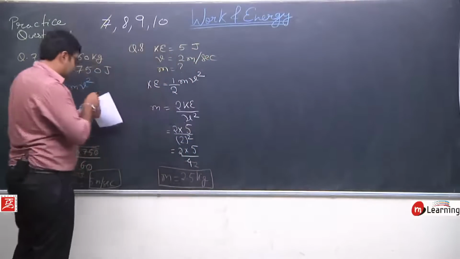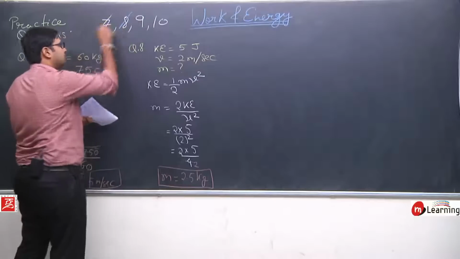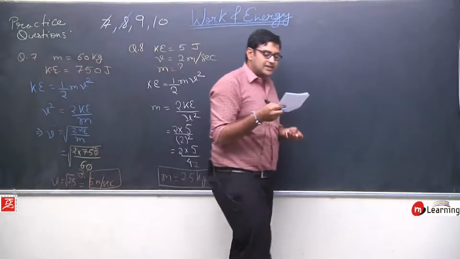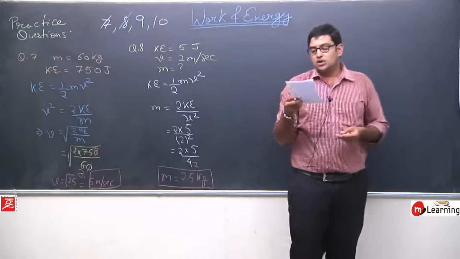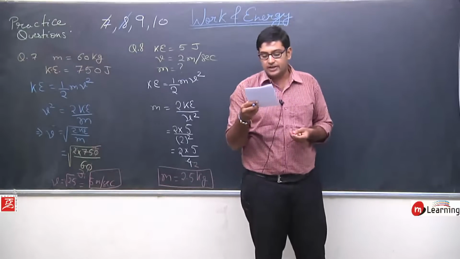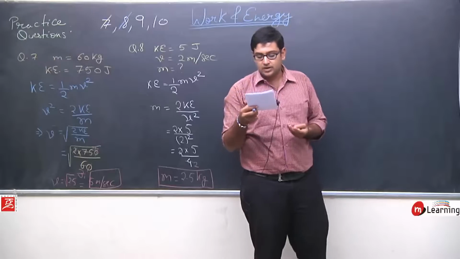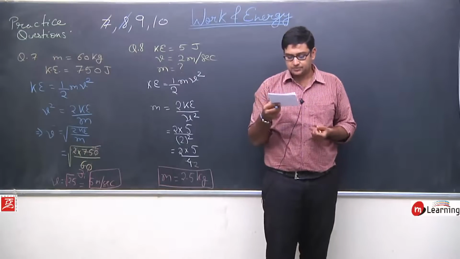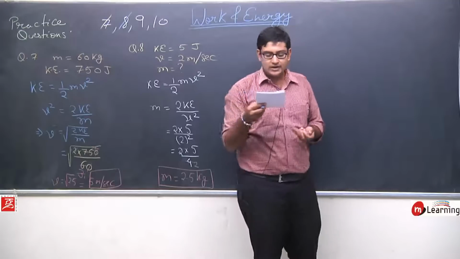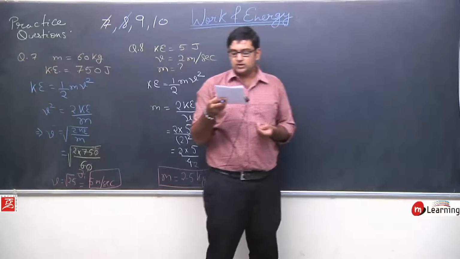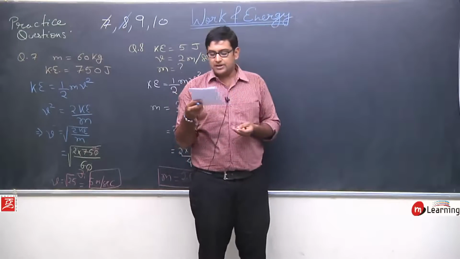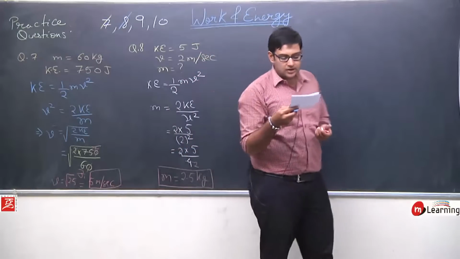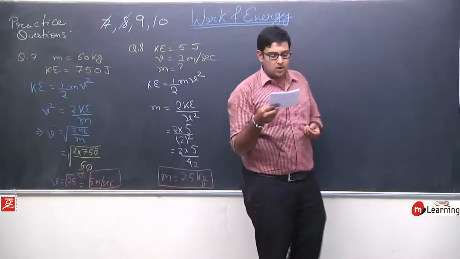So similarly we completed question number 8. Now let's move to the 9th one. A player kicks a ball of mass 250 grams at the center of a field. The ball leaves his foot with a speed of 10 meters per second. Now find the work done by the player on the ball.